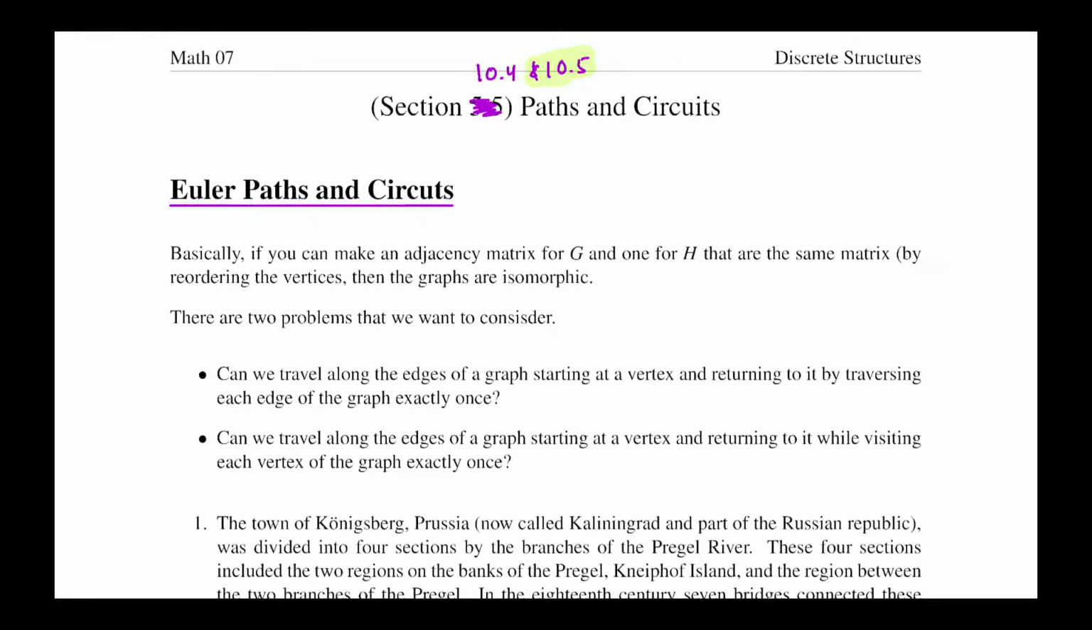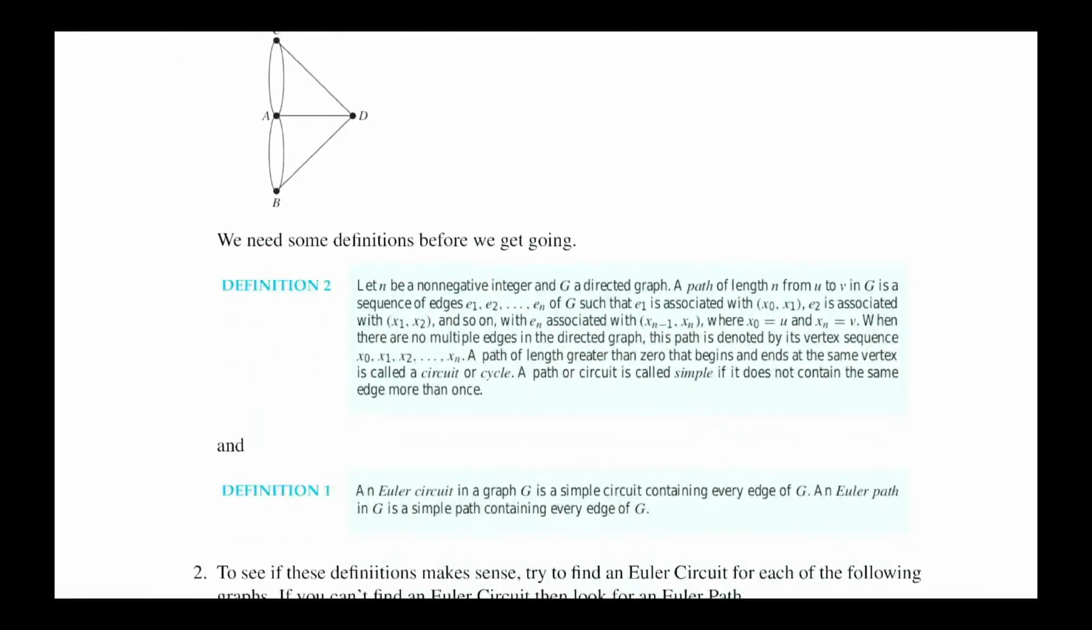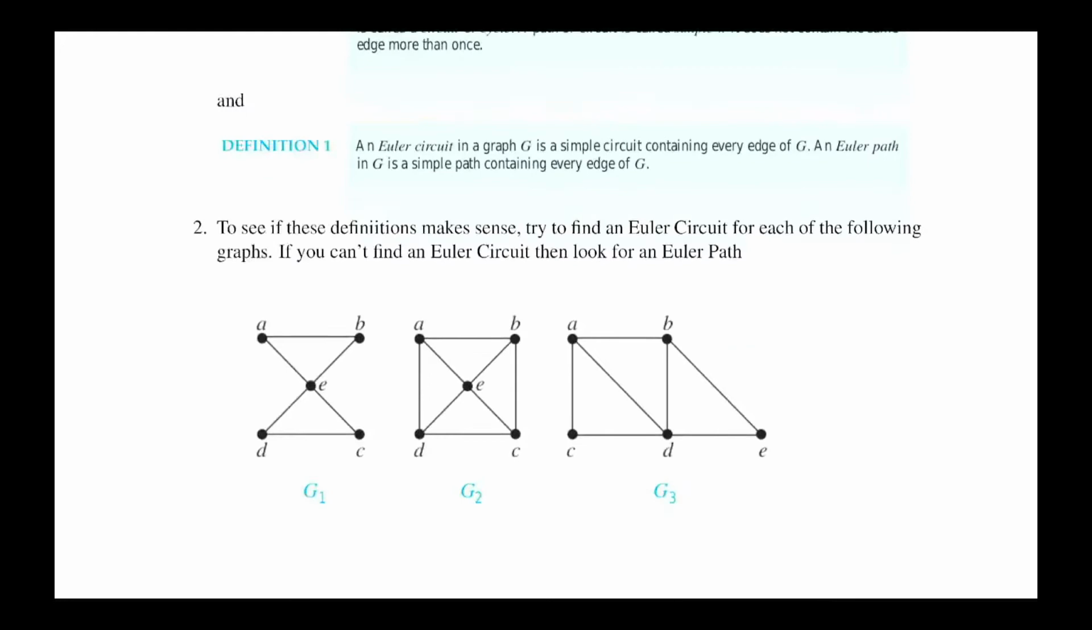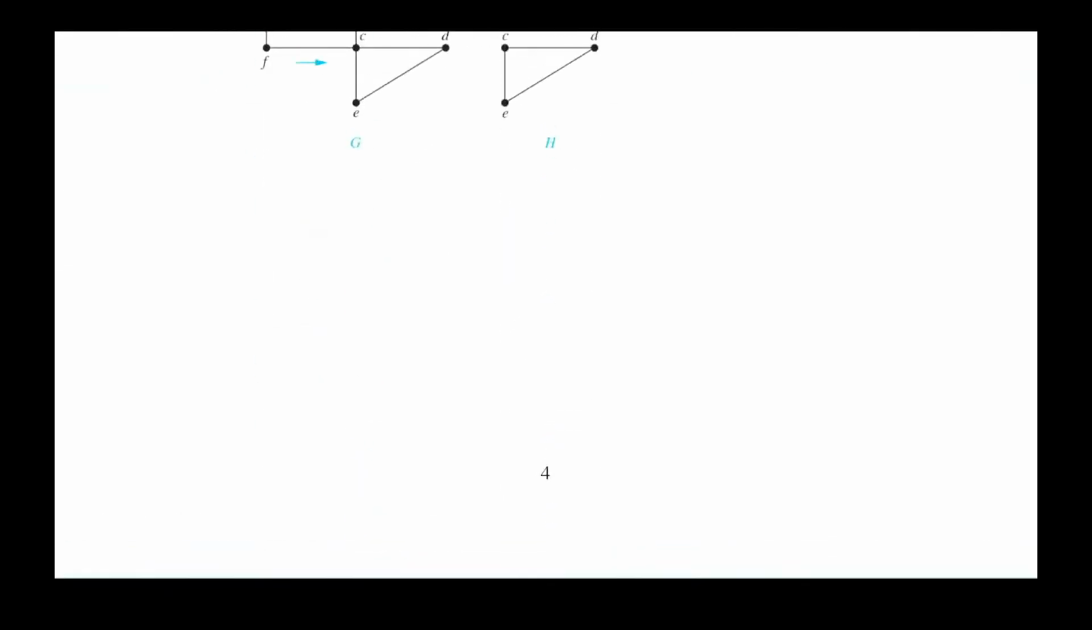Okay, but to understand what an Euler path and an Euler circuit is, you need to understand what a path and a circuit is. So I've got some definitions down here. Here they are. Definition two, definition one, that kind of thing. I'm just going to scroll past them and I'm just going to write down some stuff.